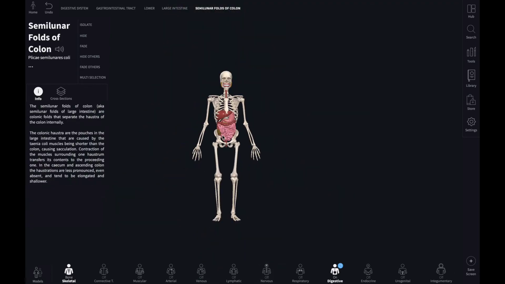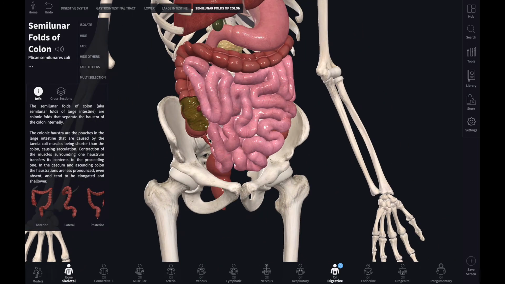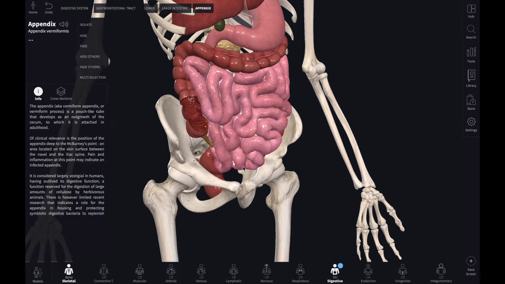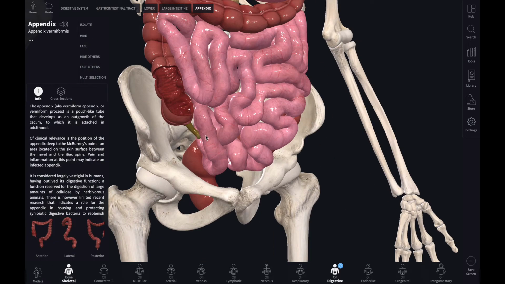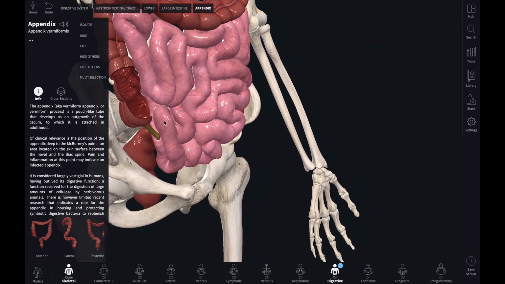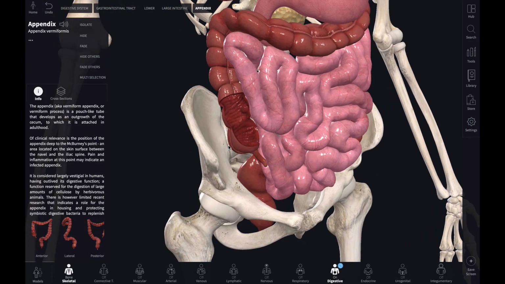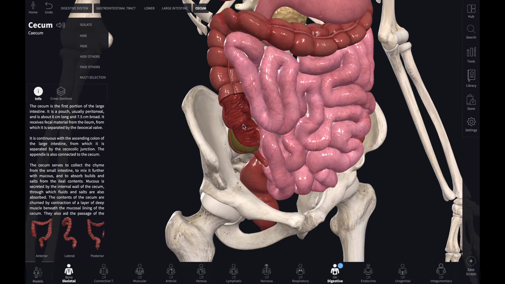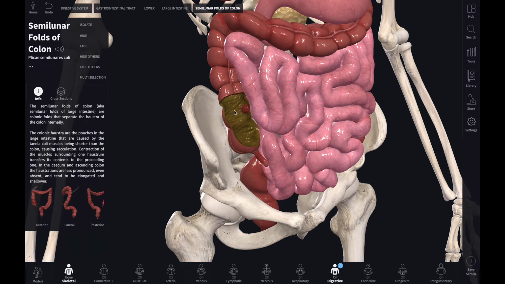So this appendix is a vestigial organ and it can be removed. Removal of the appendix is called appendectomy. Nowadays laparoscopic removal is famous. They just make a keyhole and the appendix is removed. Now this appendix is connected to a junction called the cecum.